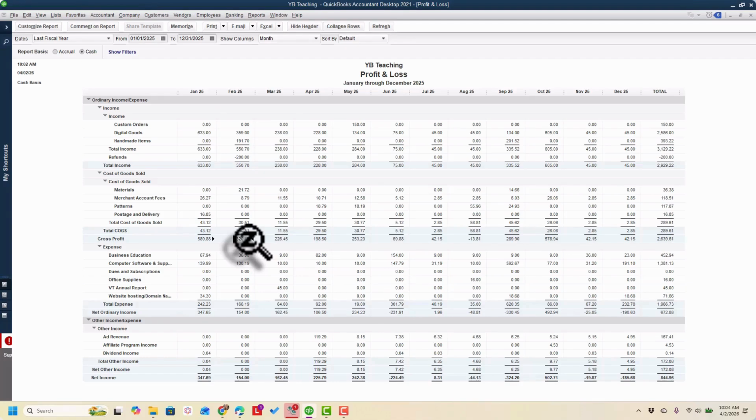So that's when we start looking at our gross profit. Now, gross profit is your total income minus your cost of goods. So that's the money that essentially you made from selling your products until we get to expenses. Now, expenses, this is where we really want to pay attention because expenses are going to eat up our gross profit.